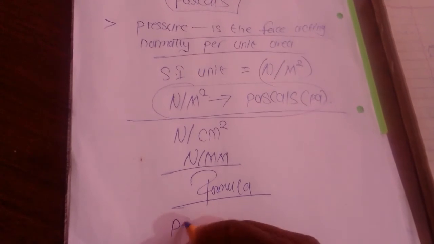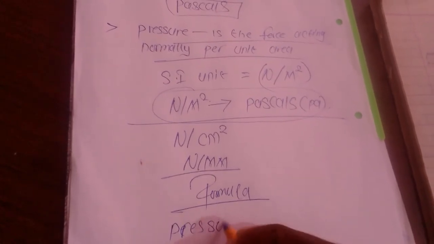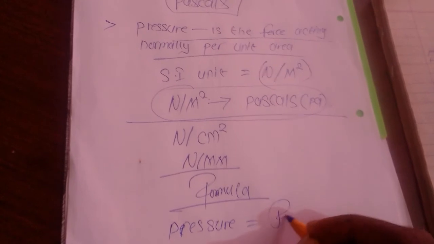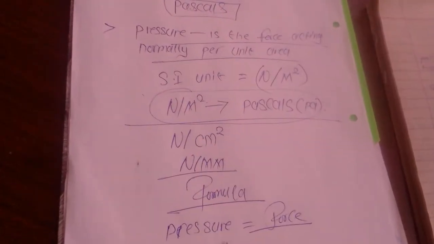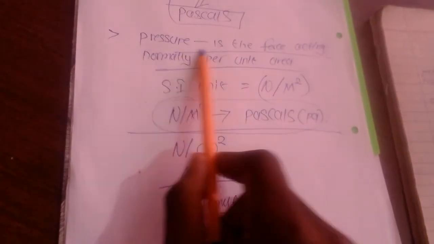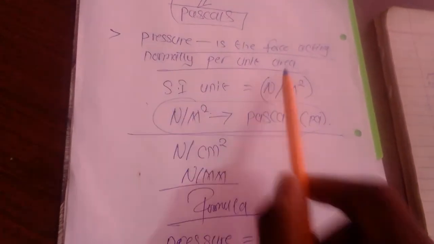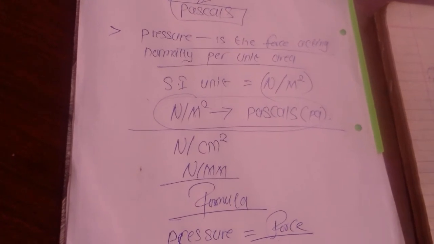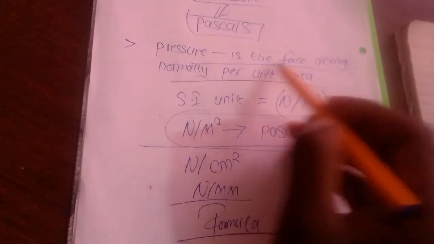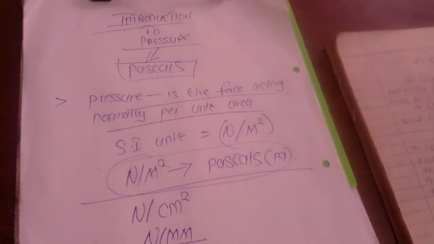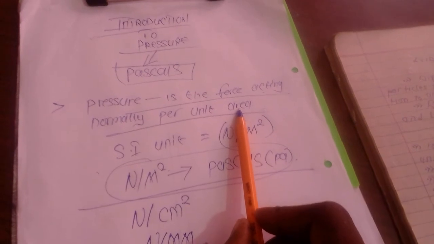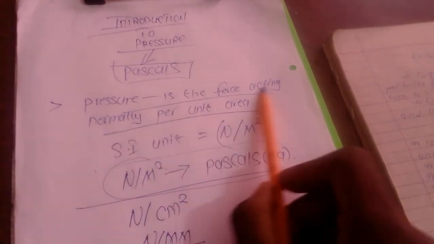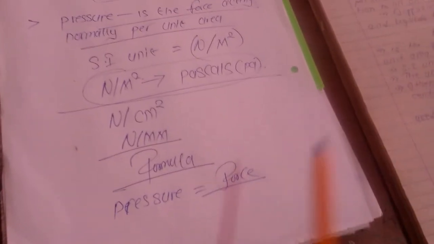Since we said pressure is the force acting normally per unit area, did you get this? Pressure is the force acting normally per unit area. In this case, force applies. What else are we remaining with? When we're talking about force, we're talking about area, right? Pressure is the force acting normally per unit area. So we're going to say pressure is equal to force over area.